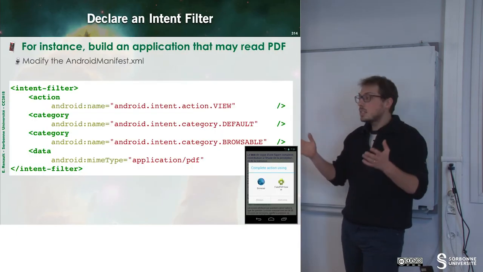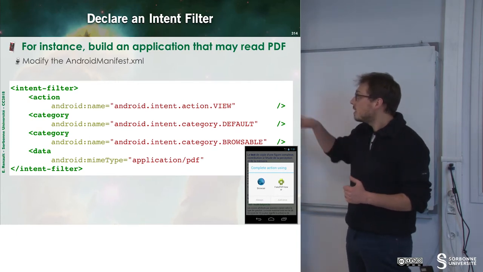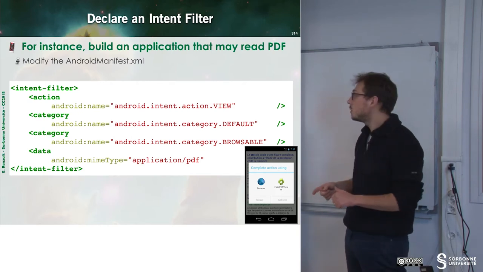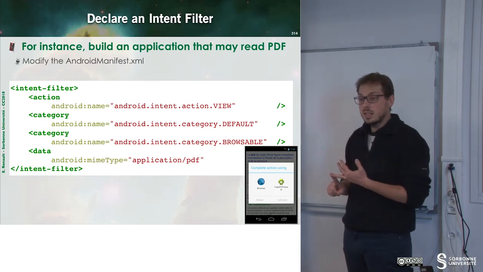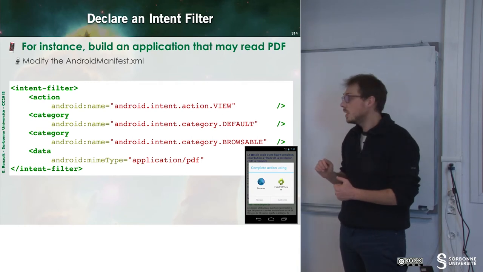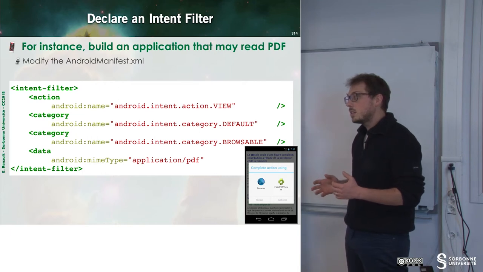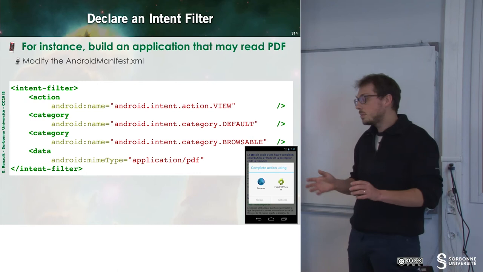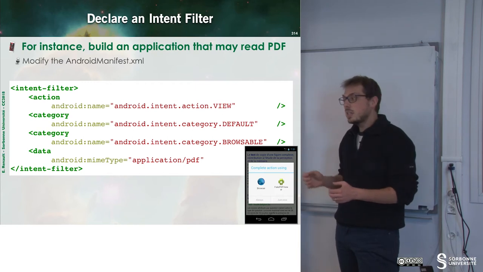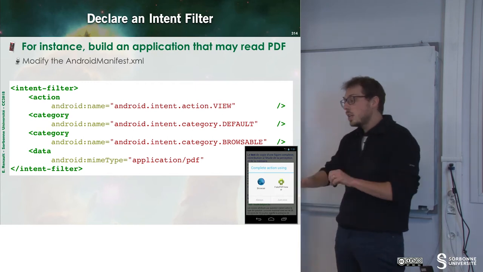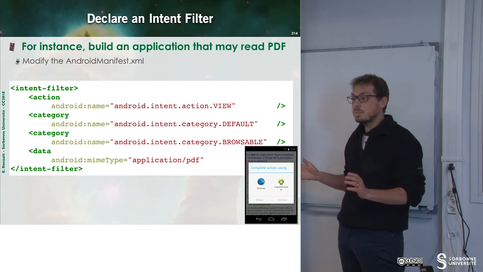So let's build a fake PDF viewer. Here we can just declare an intent filter, and in this intent filter I just say I am able to perform the action view, browsable, and for PDF. I put this into my activity, and this is it. I have built a fake PDF viewer. That's why Android may have some problems with privacy and so on, because it's really easy to build fake applications, and then we just have to grab the intent and relaunch it inside of the system to look for another real PDF viewer, and this is it.